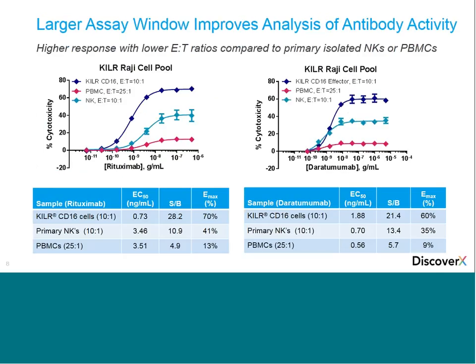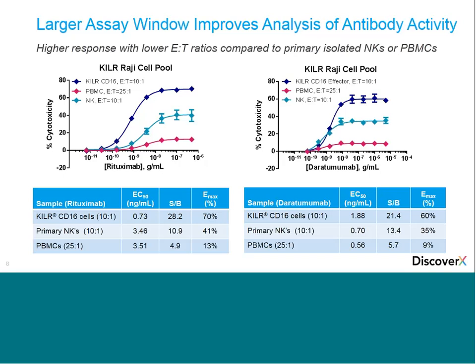So this slide demonstrates some of the data that has been generated to contrast these KILR CD16 effectors with primary PBMCs and NKs. So an example on the left is with the Rituximab model. So this is an anti-CD20 antibody. And the same cell pool can be used to assess anti-CD38 molecules as shown on the right with Daratumumab.